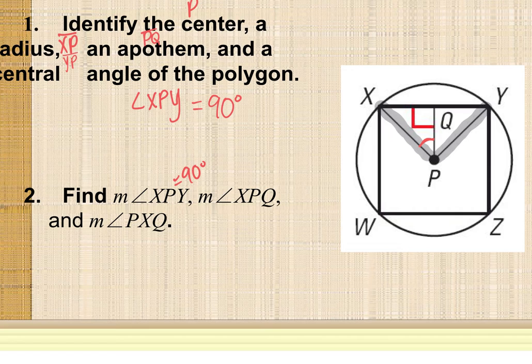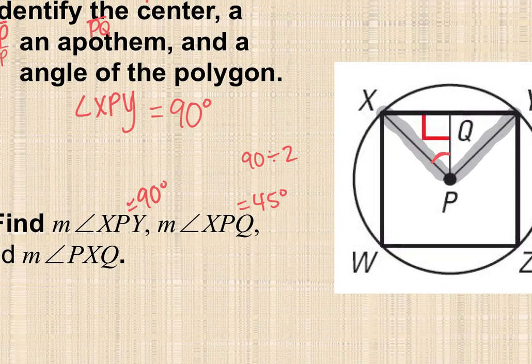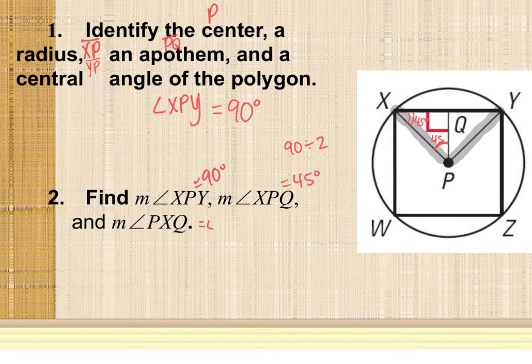XPQ. Xavier? 45. Why? Very good. You just take whatever angle you had for the central angle and you divide it by 2. So write down it's 90 divided by 2. And what would PXQ be? If this one's 45, what does this angle have to be, Zoe? 45. Excellent, because it's part of a 45, 45, 90.